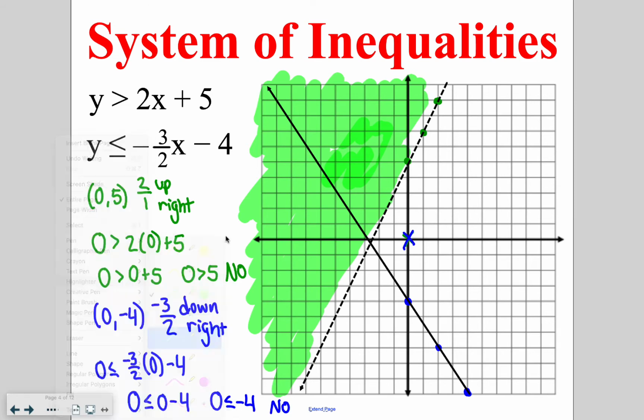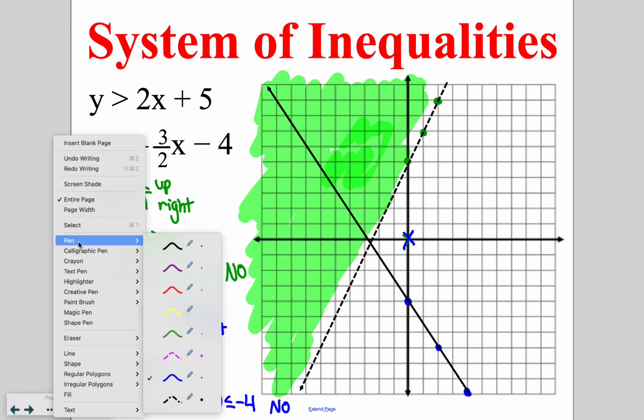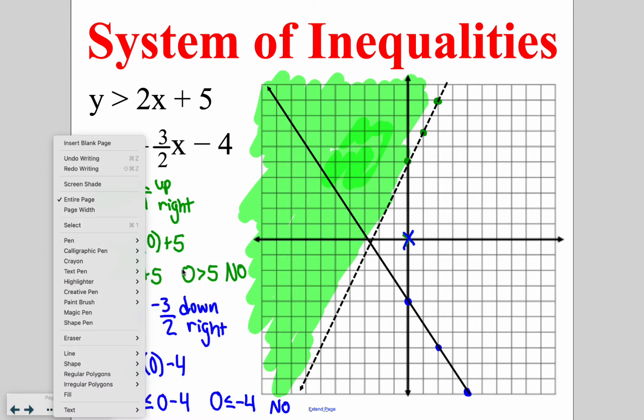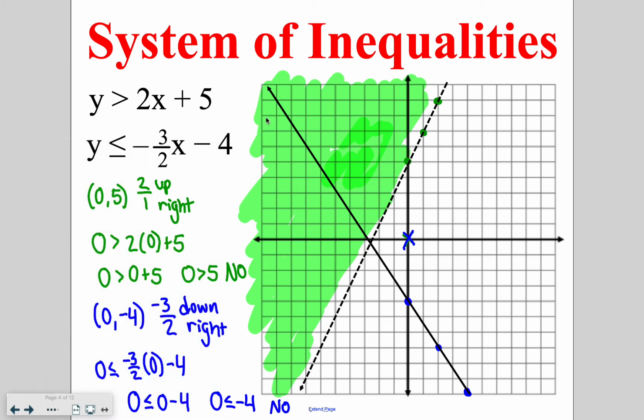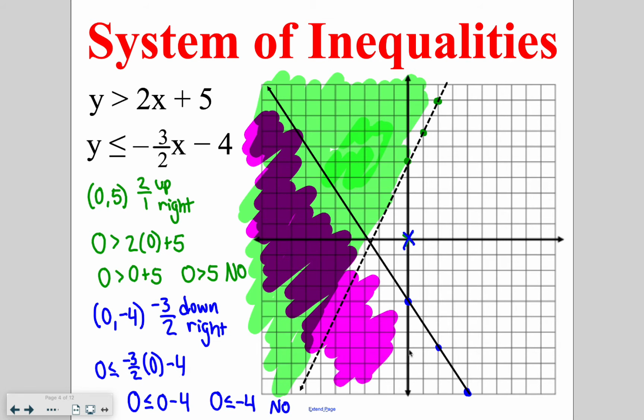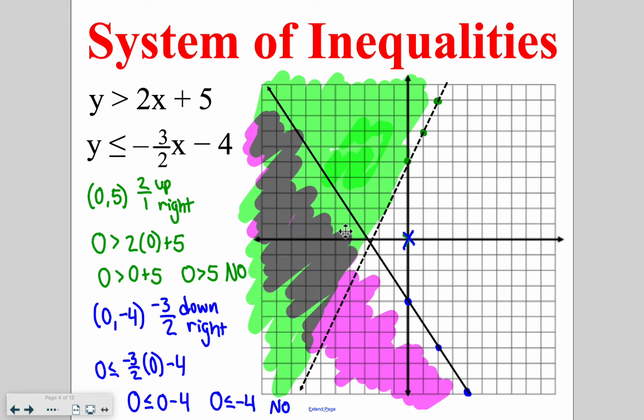So I'm going to go ahead and highlight in the other side of my inequality, and that's a little bit hard to see. So I'm going to switch colors quickly, and I'm going to use this purple highlighter instead so that you can see it a little bit better. So I've got this side of my graph.